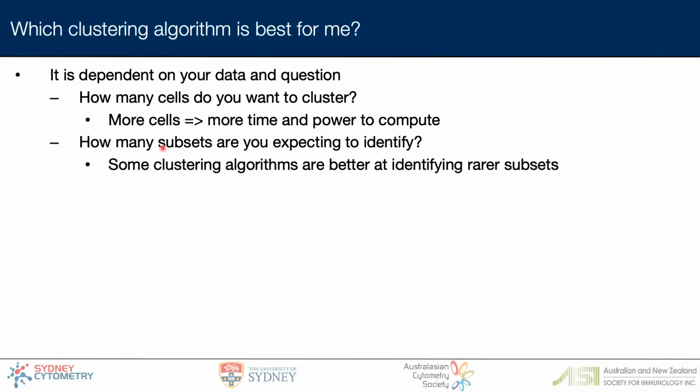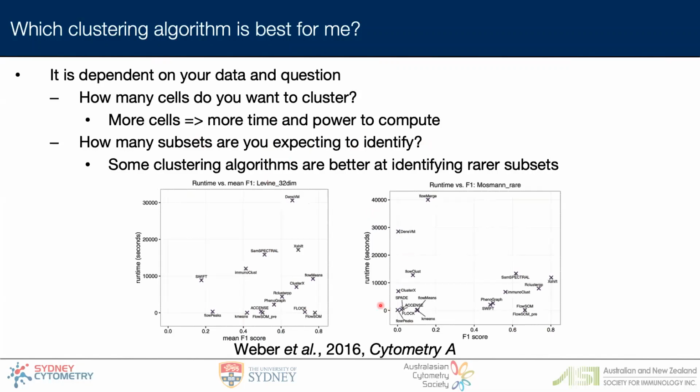And the other thing to consider is how many subsets you are expecting to identify. That's because some clustering algorithms are better at identifying rarer subsets. So this is a very nice paper. Admittedly, it's a few years old, but it's still quite relevant. All it's done is compare and contrast a range of various clustering algorithms. It's looking at the runtime of the algorithm, but also how accurate it was in comparison to manual gating. So the higher the mean F1 score, the more accurate it was compared to manual gating.